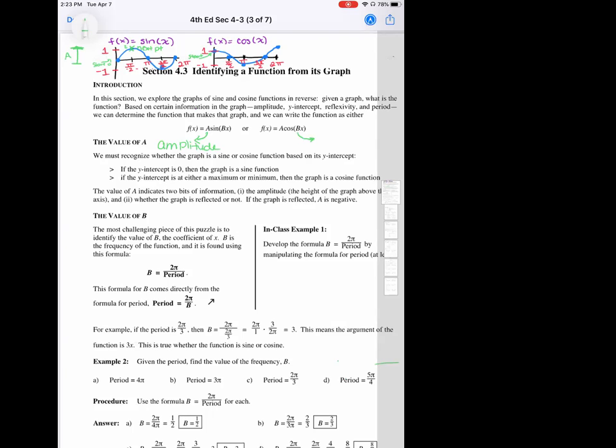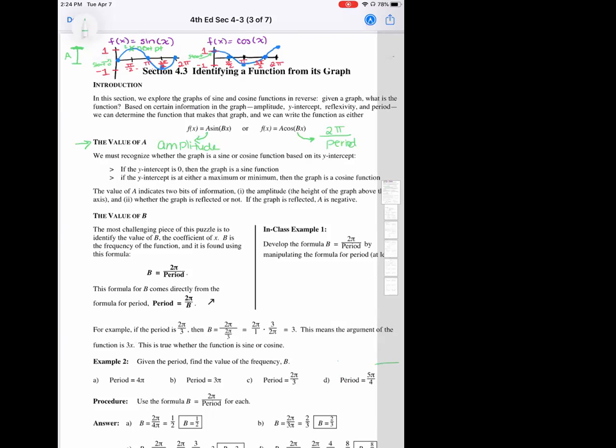B is the frequency of a period, meaning how long is your period, right? And we can find that with the formula of 2 pi divided by your period. That gives us our frequency. So there are 2 things that we learned in our last section. Let's continue with our text.